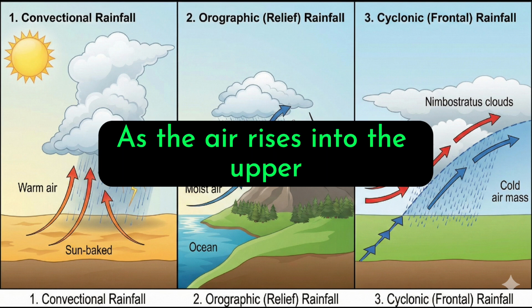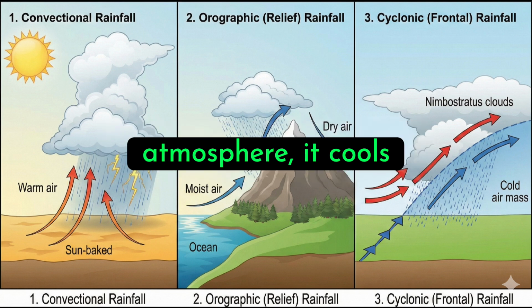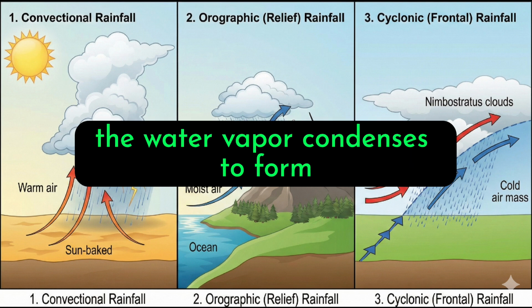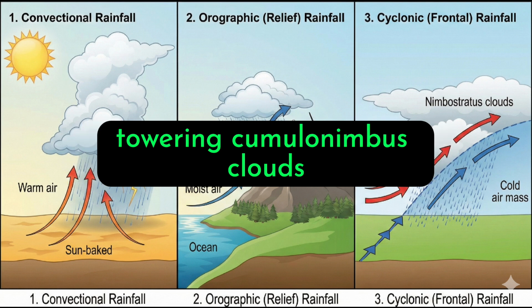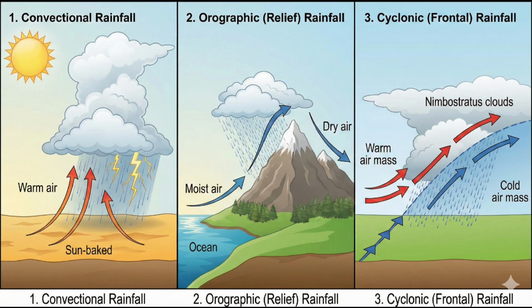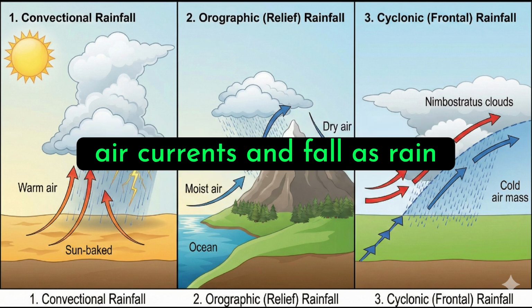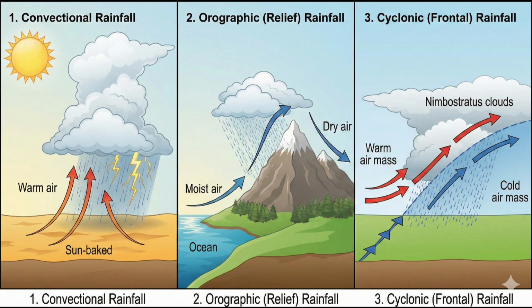Condensation. As the air rises into the upper atmosphere, it cools. When it reaches its dew point, the water vapor condenses to form towering cumulonimbus clouds. Precipitation. Eventually, the water droplets become too heavy to be suspended by the rising air currents and fall as rain.